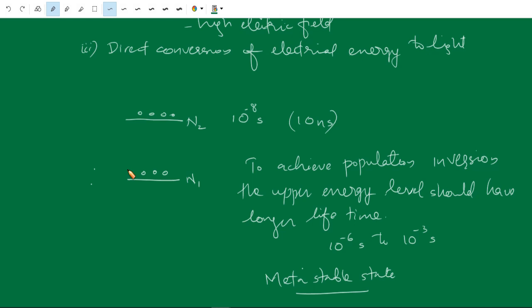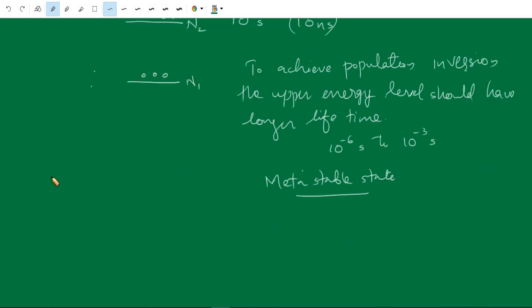So today we have discussed induced absorption, then we talked about stimulated emission and spontaneous emission. For stimulated emission to happen, there should be population inversion.